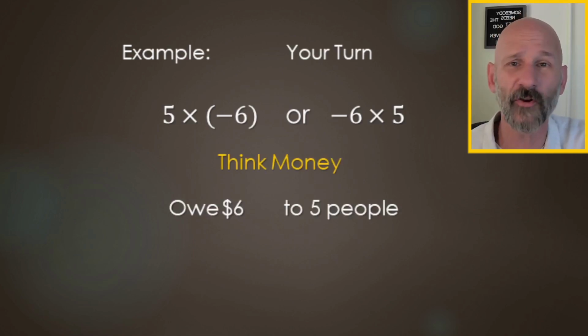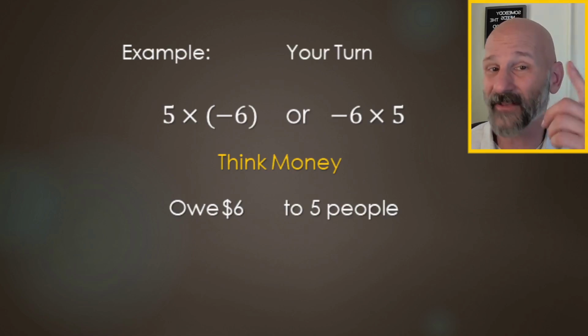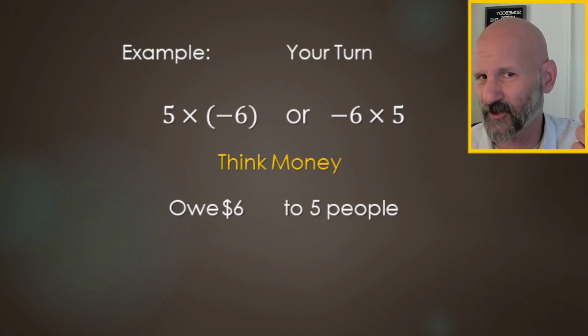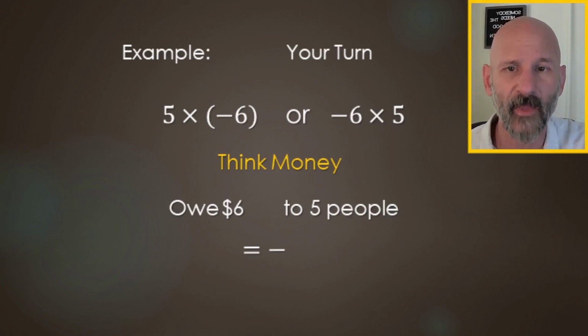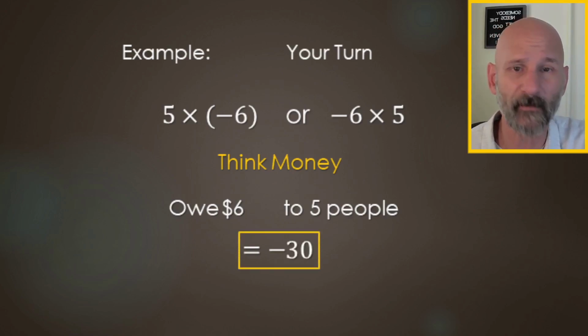So again, with money, we're thinking you owe $6. You have to pay $6 to 5 people. So we know that that's going to be negative. So that's step one. Is my answer positive or negative? In this case, it's negative. And then 5 times 6 is 30, and we're done.